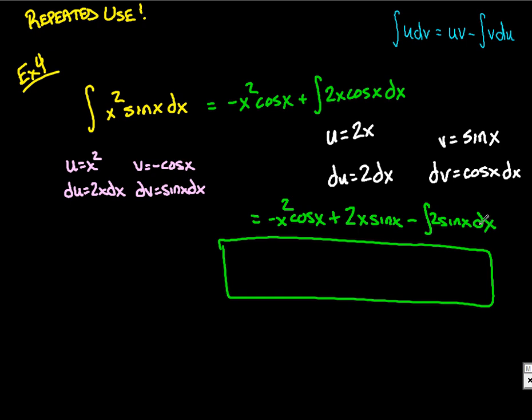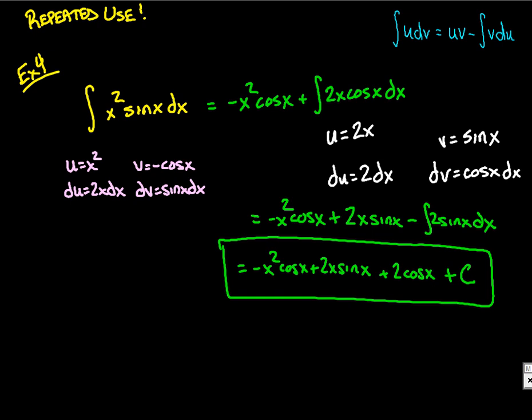And now I can see I have an integral that I should be able to solve. The integral of 2 sine of x would be negative 2 cosine of x. So that negative out front should become a positive, and the rest just stays as it is. And there you have your answer. Took 2 steps this time, but it worked the exact same.